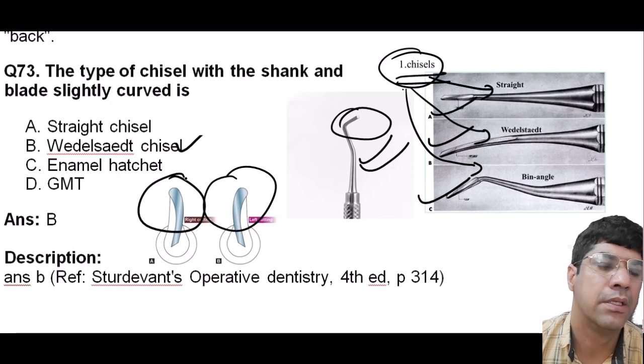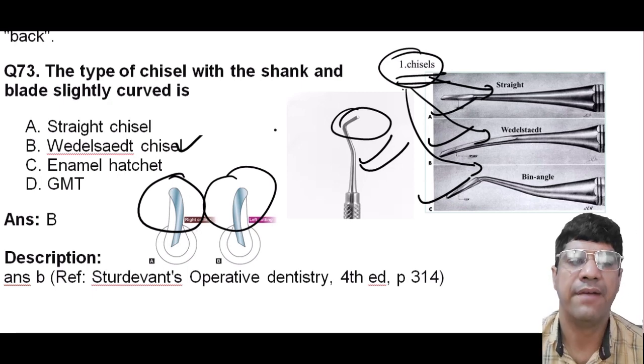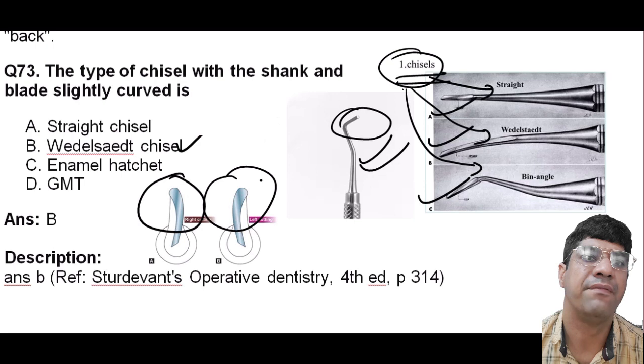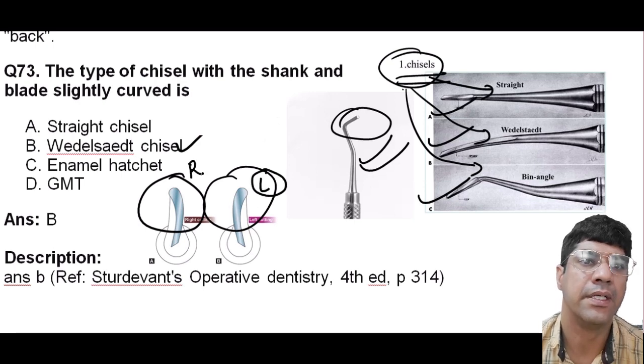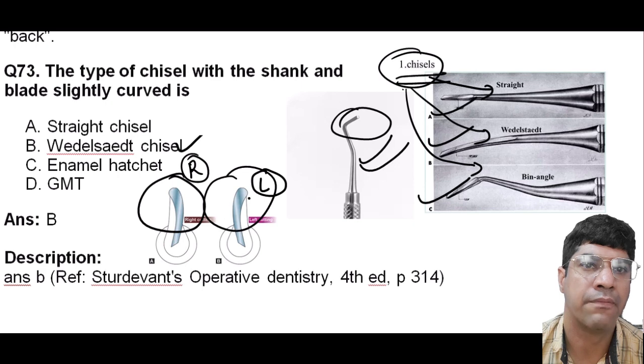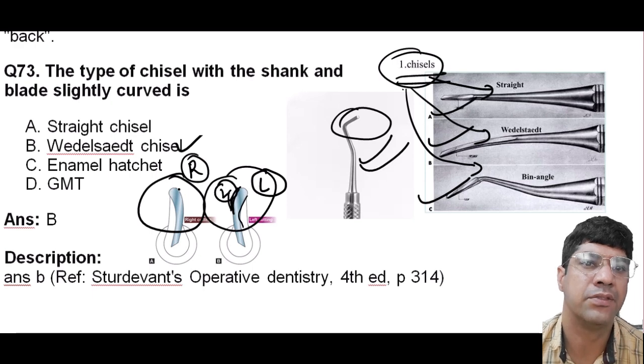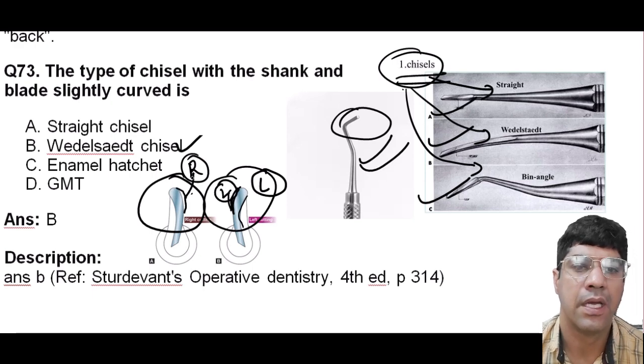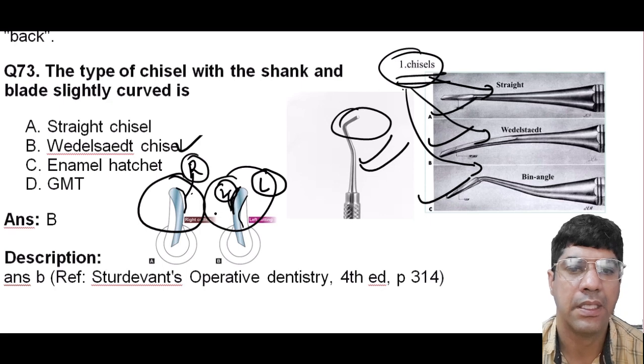So this one is the left side and this one is the right side. When the curve of the blade extends to the left side, it is left-handed. When the curve extends to the right side, it is right-handed.